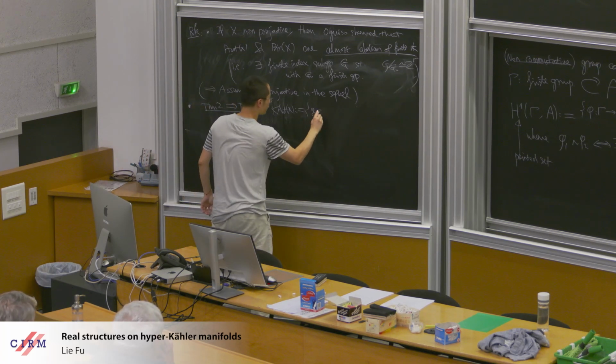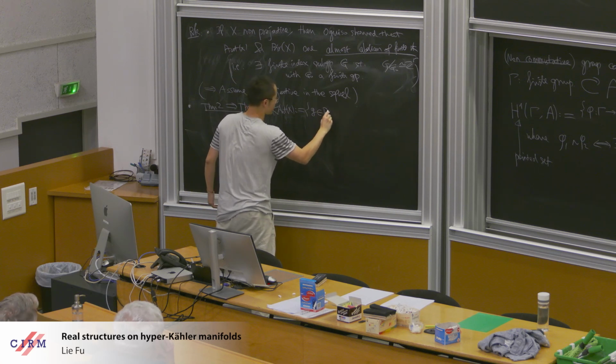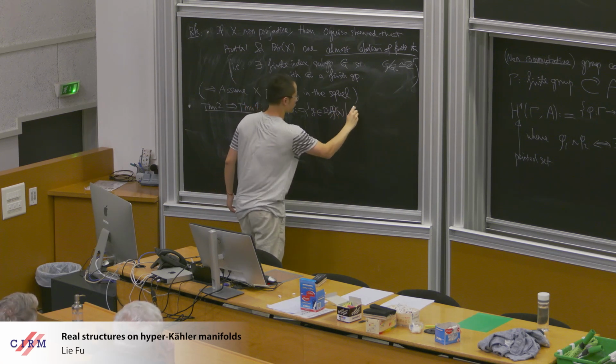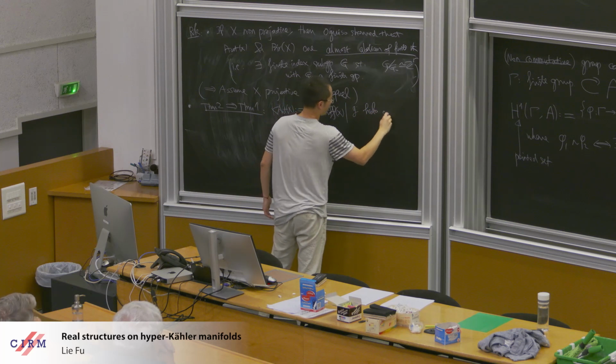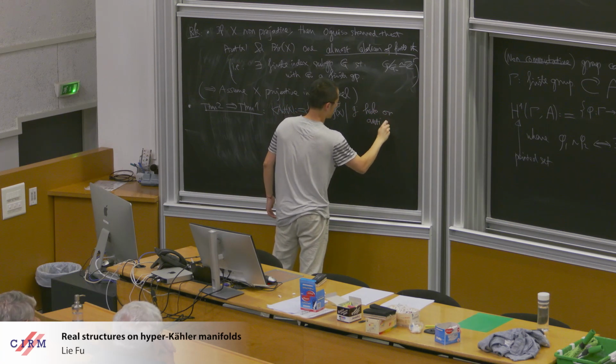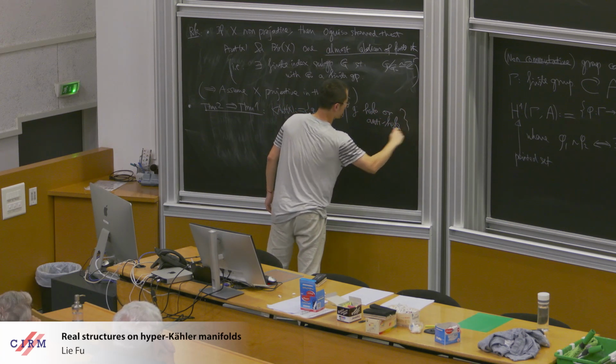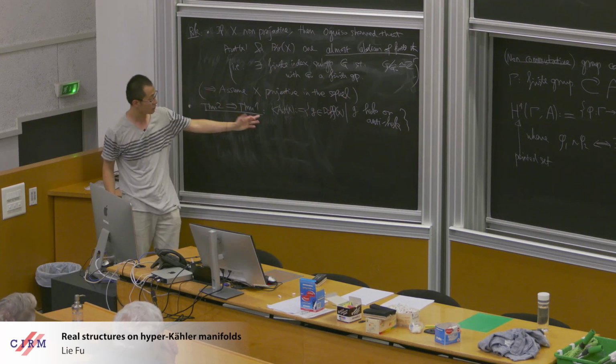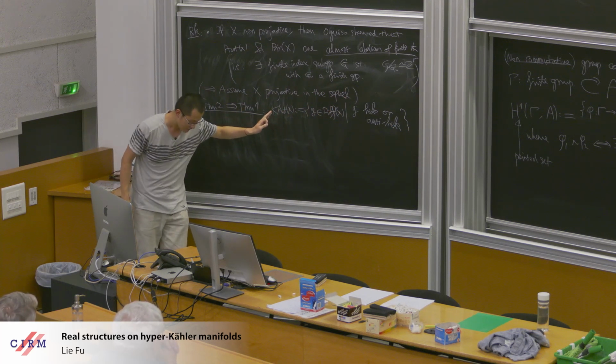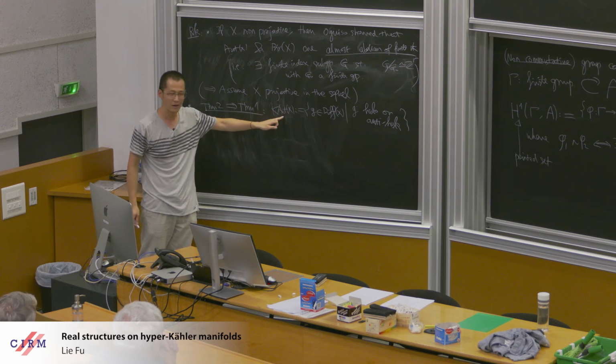They are just diffeomorphisms of X such that g is holomorphic or anti-holomorphic. So the automorphism group is a subgroup of it of index at most 2.